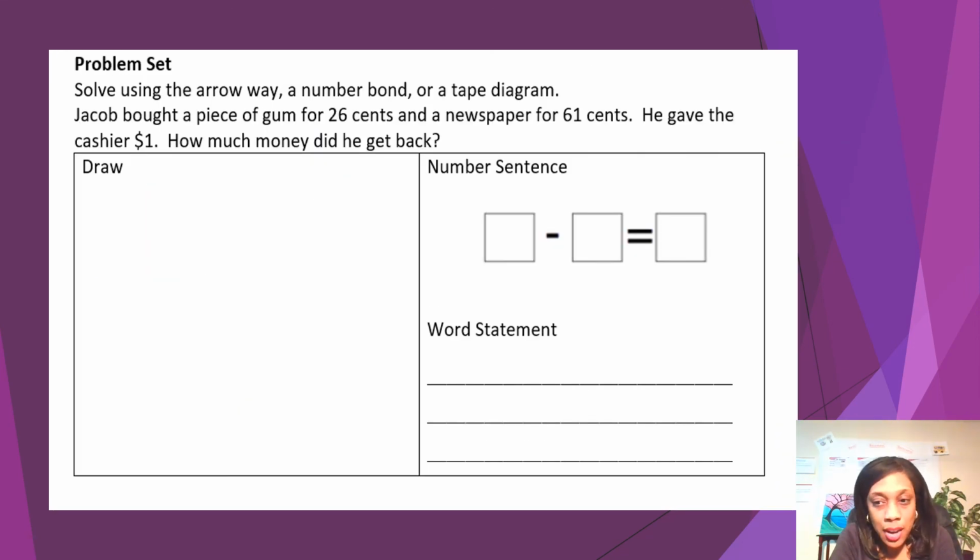All right, scholars, I know you're ready to start working on your own. I need you to do the problem set. Try to do your best.